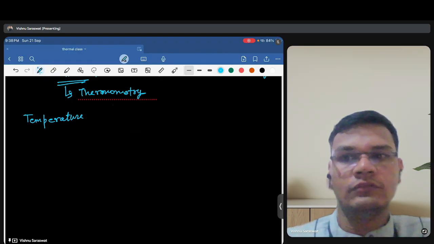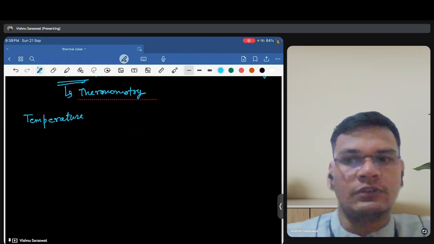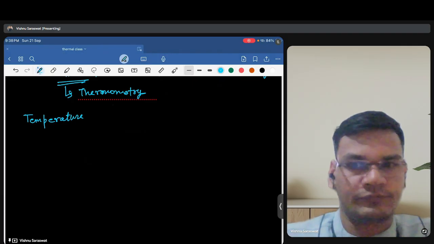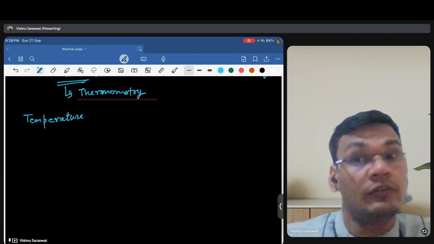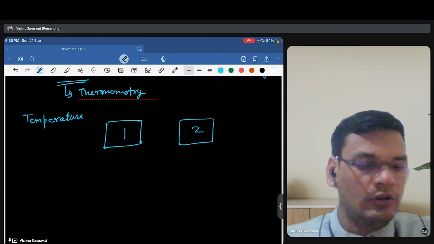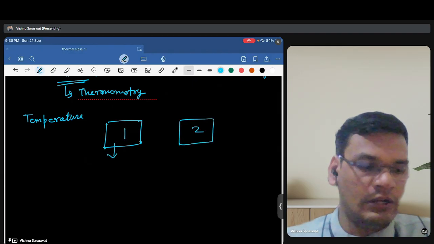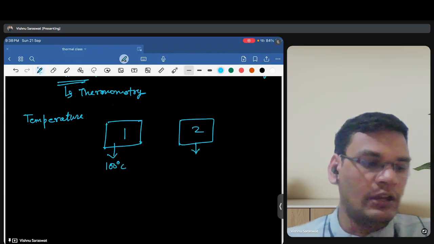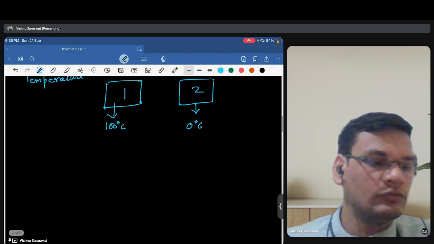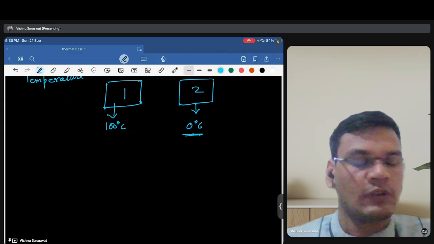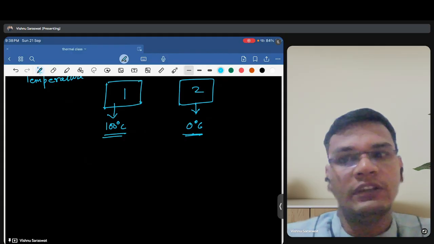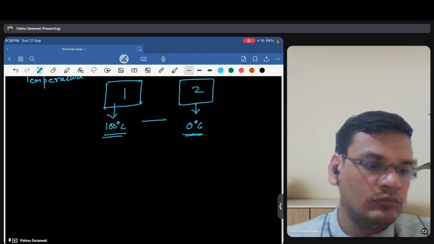Okay, so as we know, what is temperature? Temperature is the measure of the degree of hotness and coldness of a body. Suppose we have two bodies at different temperatures, 1 and 2. The first body is at 100 degrees Celsius, and the second body is at room temperature, or 0 degrees Celsius. So the natural flow of heat is from higher temperature to lower temperature.